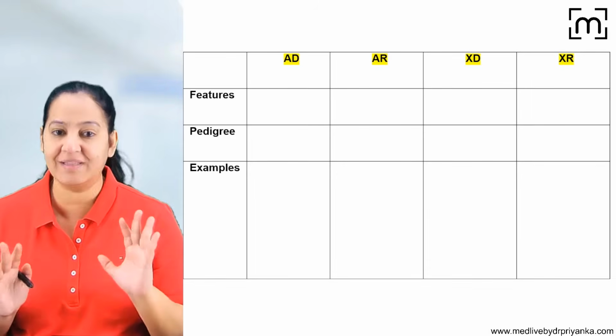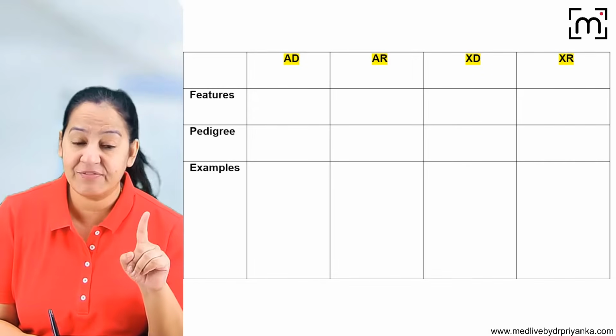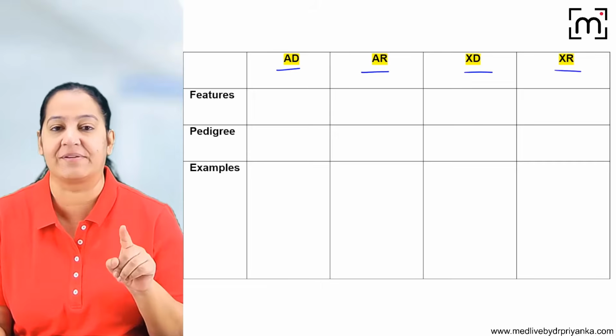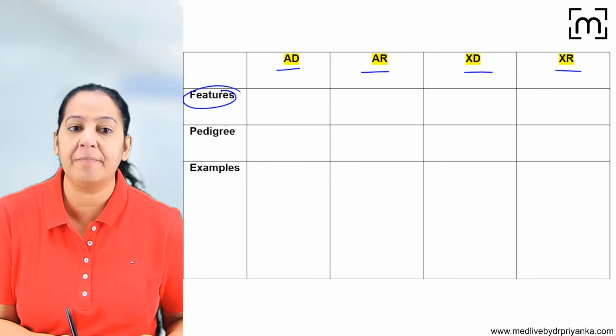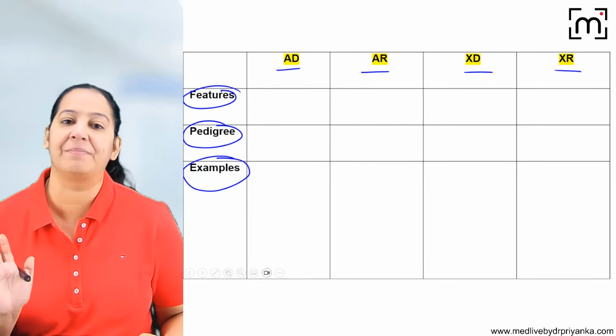So I suggest you, this table is given. So I suggest you to make this table in your notebook, or if you have the hard copy of the book, you can fill in that. So please fill this table by yourself. Autosomal dominant, autosomal recessive, X-linked dominant, X-linked recessive. Now please write the features of each of them, draw the pedigree analysis of each of them and write the mnemonics for the examples of each of them.